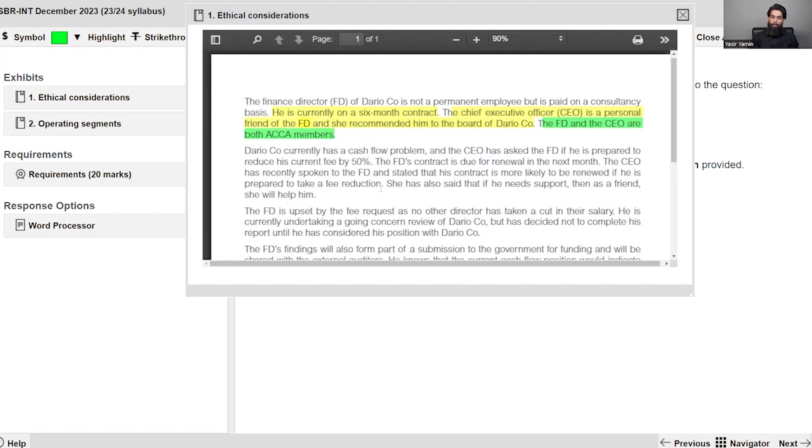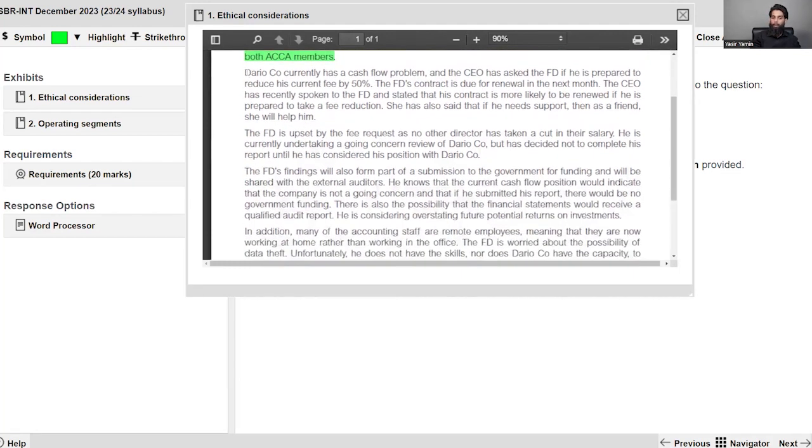Let's move on. Now, your examiner says that Dario company currently has a cash flow problem, and the CEO has asked the finance director if he is prepared to reduce his current fee by 50%. So, at the very least, I've got two answers to my previous question.